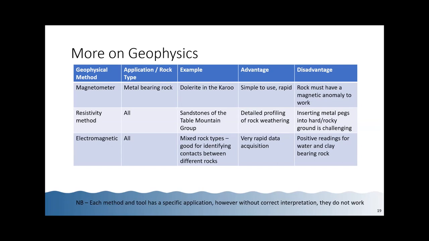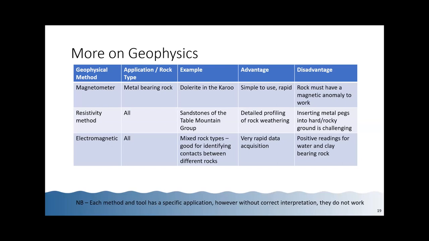Then we've got the electromagnetic method, which is good for all rock types, especially when you've got contact. So you've got, for example, a rock where water flows quite easily, and then you've got a rock where water doesn't flow very easily. Where those two have contact, you can have groundwater changing. So it'll flow from the easy flowing rock against that impermeable rock, and it'll slow down in flow, and that's something that we target when looking for groundwater.